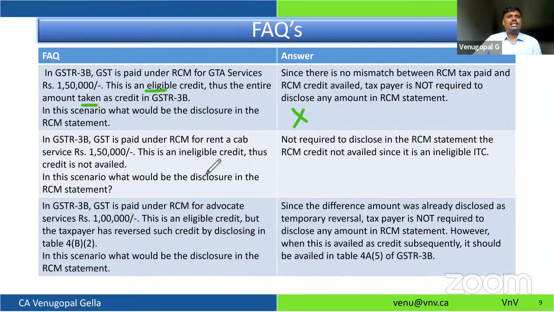Second scenario, it is an ineligible credit and I have not availed it. Even here, you don't need to take any action. Let's look at the third scenario. RCM is paid for advocate services, 1 lakh. This is eligible credit, but the taxpayer has reversed it in 4B2, meaning he wants to take it at a later point in time. Even here, you should not take any action because reclaim has to be done in 4A5 and not 4A2. I guess so far all the points are clear.